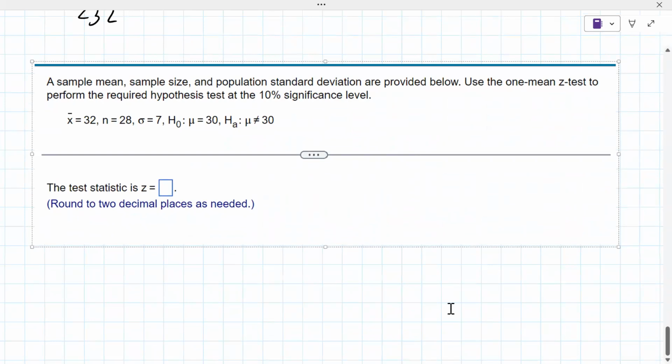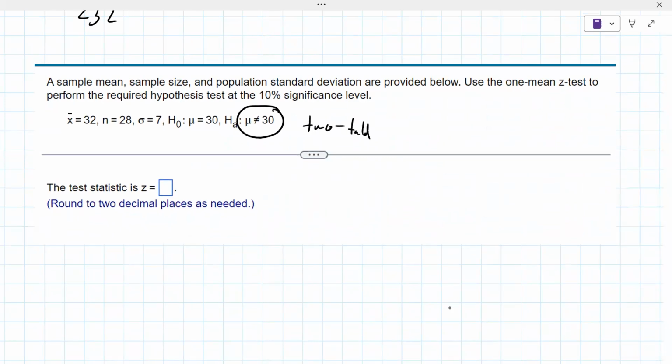Sample mean, sample size, and population standard deviation are provided below. Use the one mean z-test to perform the required hypothesis test at the 10% significance level. This time it's a two-tailed test because of the not equal to. All right, so I want you to try calculating z. Z is x bar minus mu over sigma divided by the square root of n. Go ahead and try calculating that. All the numbers are there. I'm not going to put them into the formula for you this time, but I'm pretty sure you can figure it out.